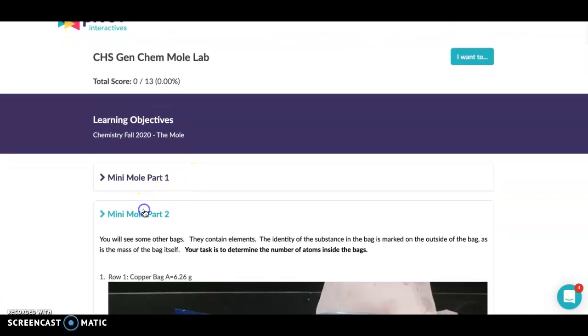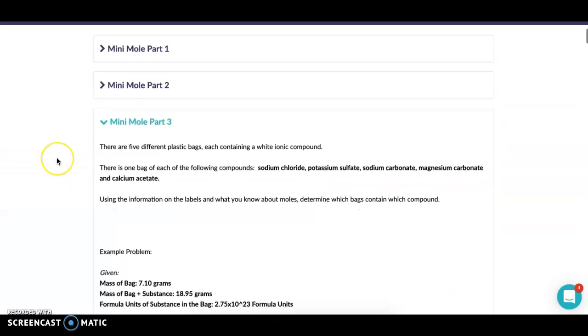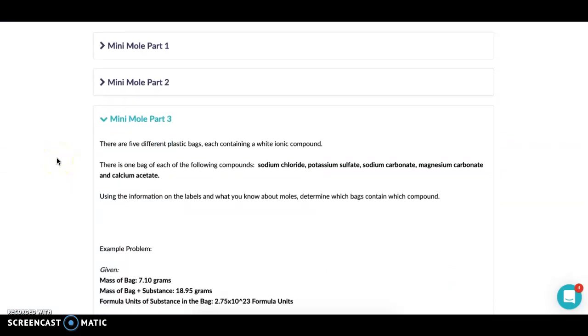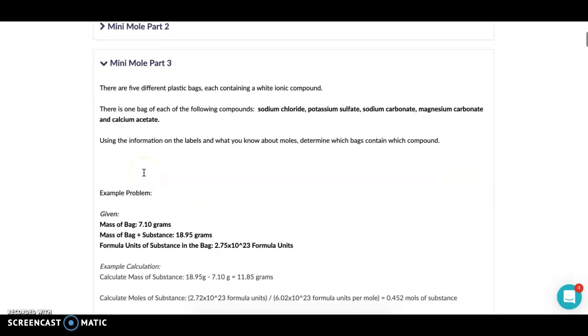And then in part 3 is a little bit more challenging. Here it tells you up front that there are 5 different substances: sodium chloride, potassium sulfate, sodium carbonate, magnesium carbonate, and calcium acetate. And they all look pretty similar. They're all white ionic compounds. So what you need to do is use the data provided to calculate the molar mass of the substance, and then compare that molar mass to the actual molar mass of all 5 of these substances.